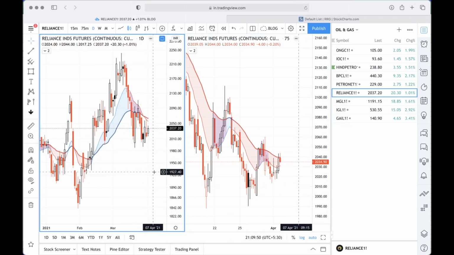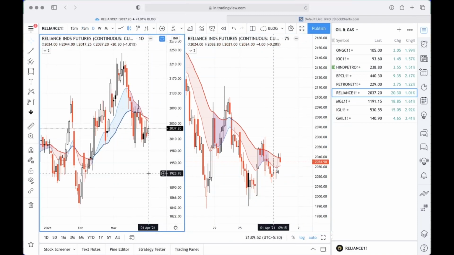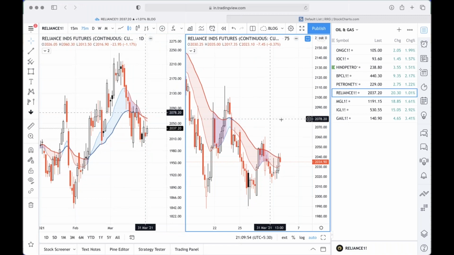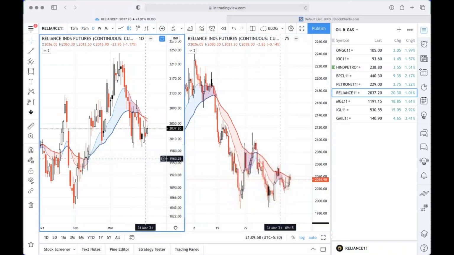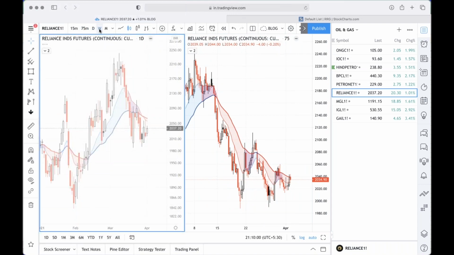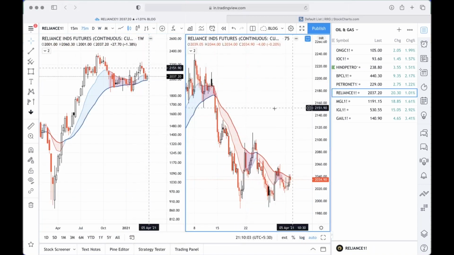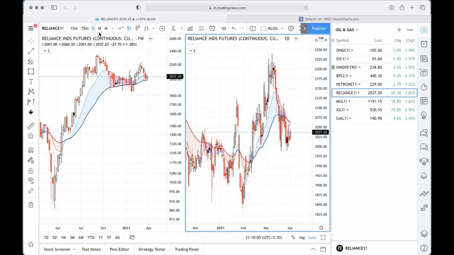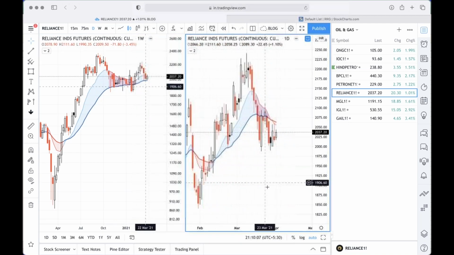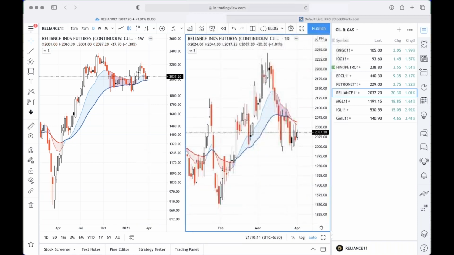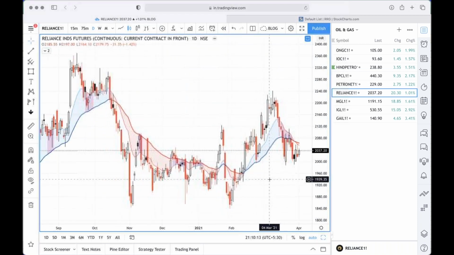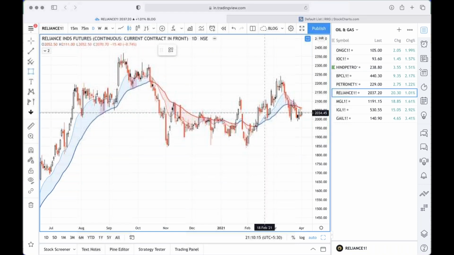Now, this is the chart of Reliance Industries. On my left-hand side, I have the daily chart. On my right-hand side, this is the shorter 75-minute chart. What I'm going to do is change my left-hand side chart to weekly and my right-hand side chart to daily. This will give us a slightly larger perspective of what I'm trying to explain. Now, first the daily chart, if I take a look here, we can clearly see this.